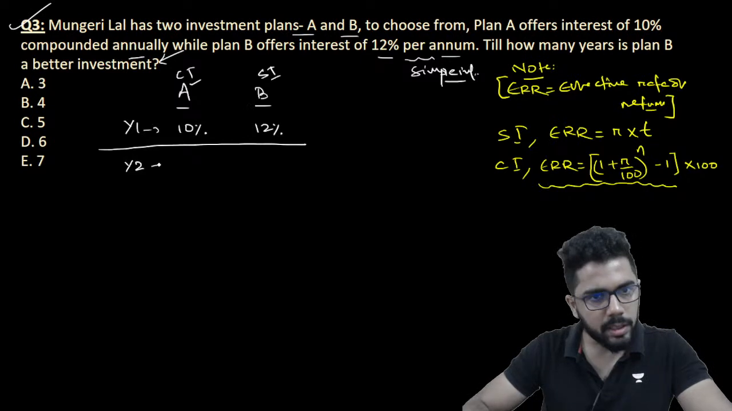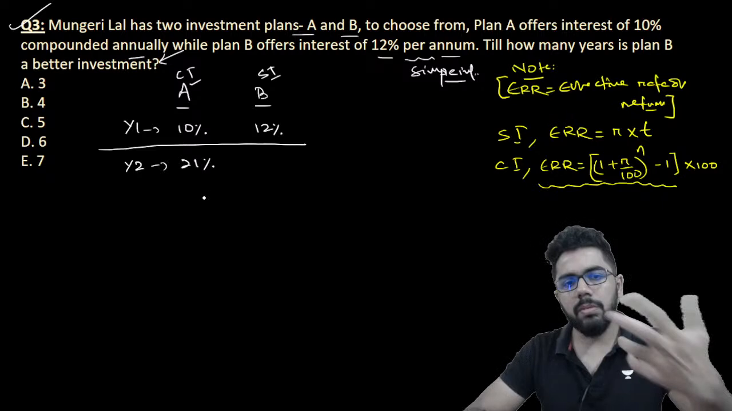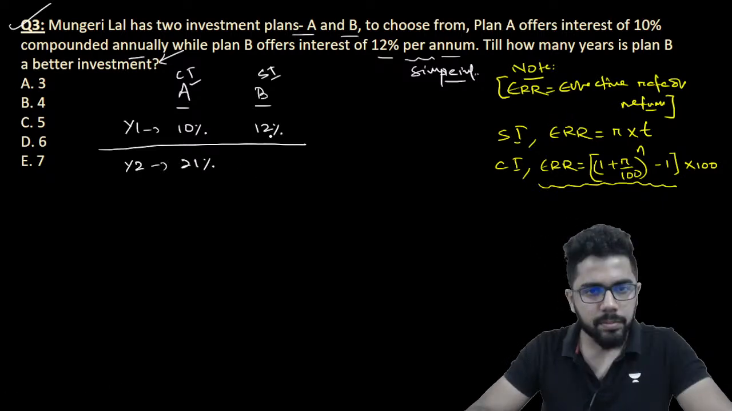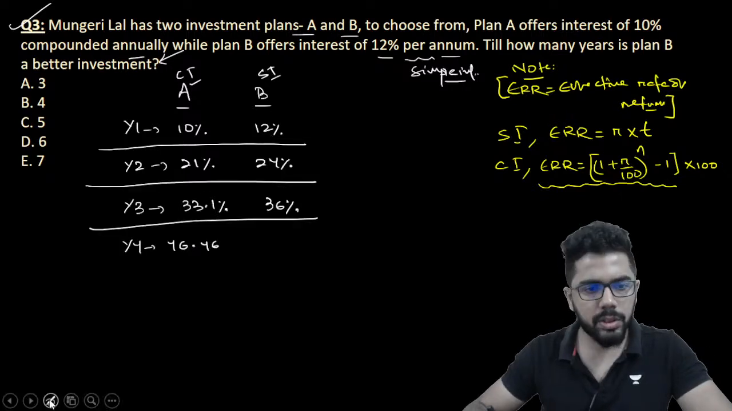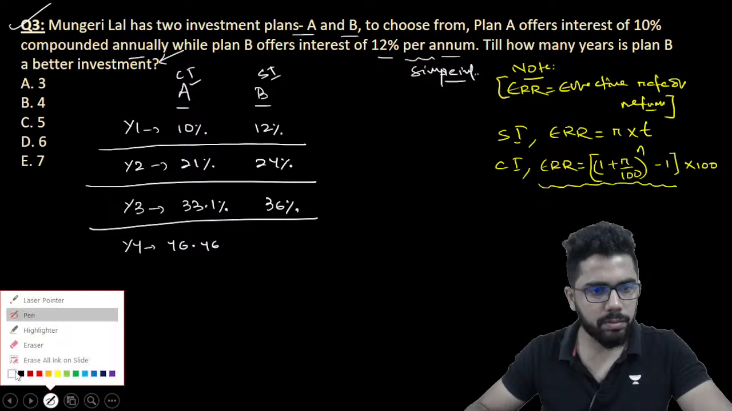If I go to the second year, compound interest will now be 21%. It's not 20%, 21%. Simple interest is 24%. It is still better. If you go to year 3, compound interest will be 33.1%. You can use this formula directly. And simple interest is 36%. Still simple interest is better. You go to year 4, compound interest is like 46.41%. 14641 to 46.41%.